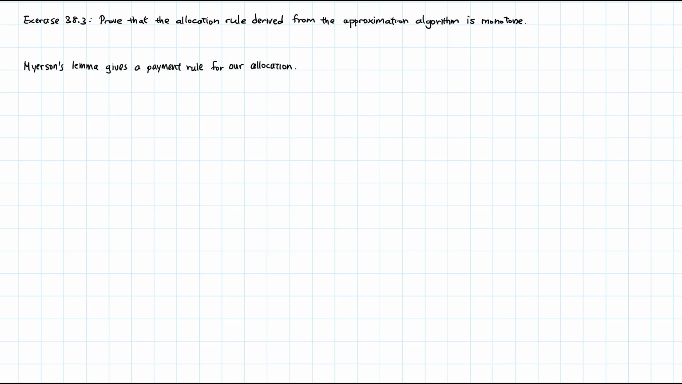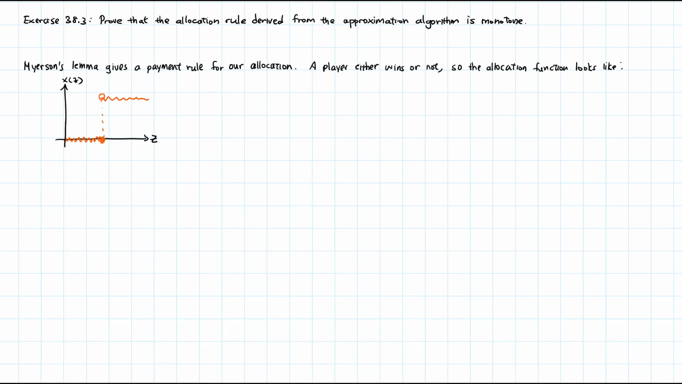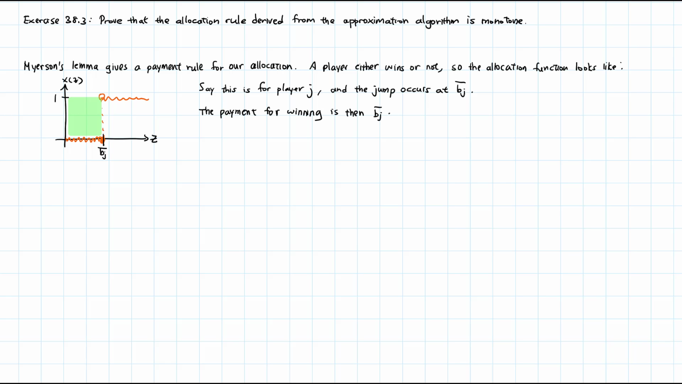It is like a single item auction. A player either wins or not. So the allocation function looks like this graph. Say this is for player j, and there is one jump that occurs at b_j bar. The payment for winning is then b_j bar. So how do we find this value b_j bar? We could use binary search, or we can use some logic to figure out what this value is.